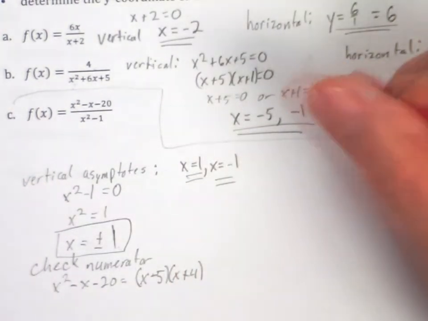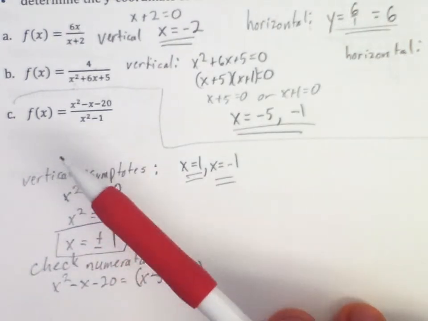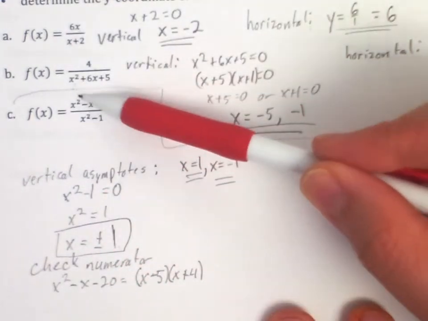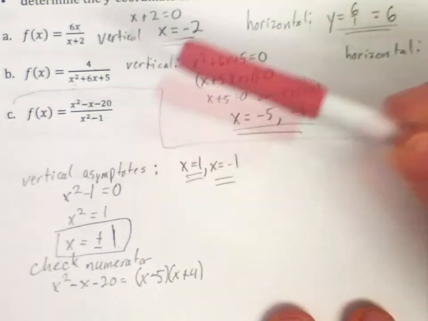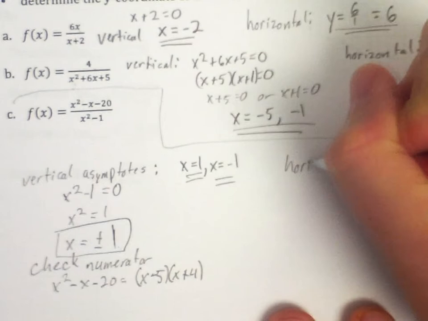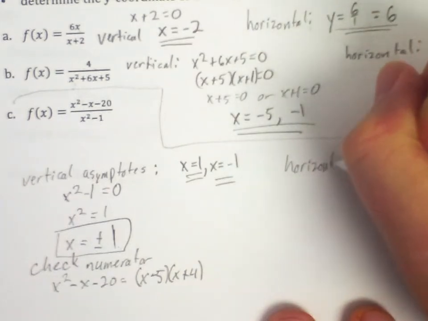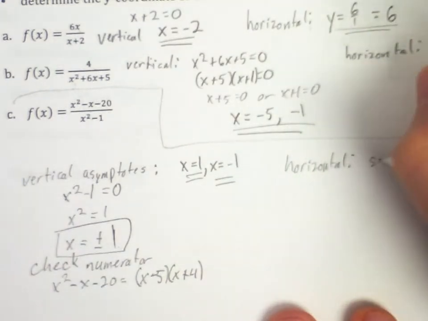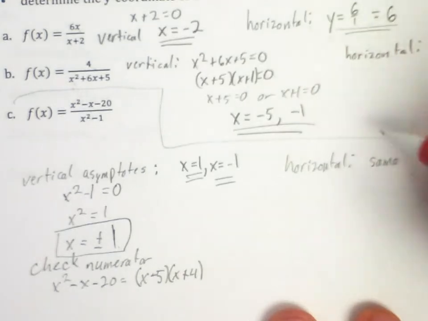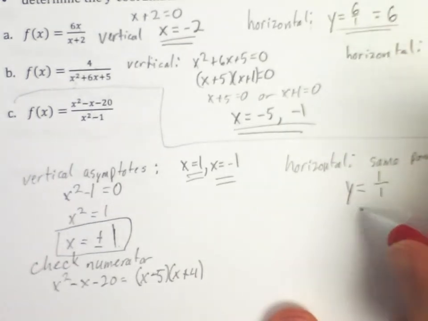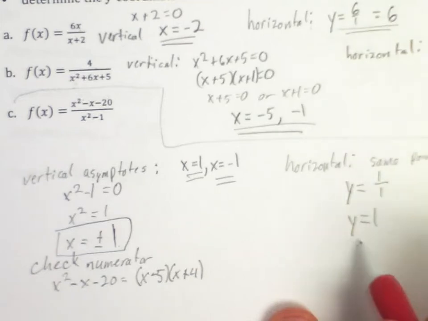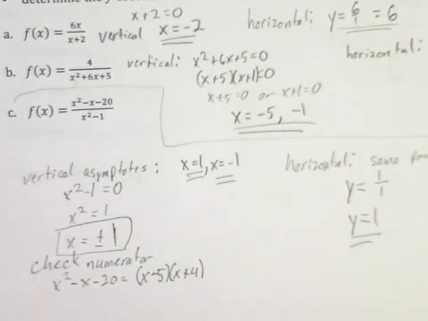Horizontal asymptotes, again, we want to look at the behavior as it's going to infinity. So we check the leading coefficient. We check the leading numbers. We have x squared and x squared, so they're going to be the same. So same power. y is the ratio of the coefficients, in this case, which is 1 over 1. So y equals 1 will be our horizontal asymptote.